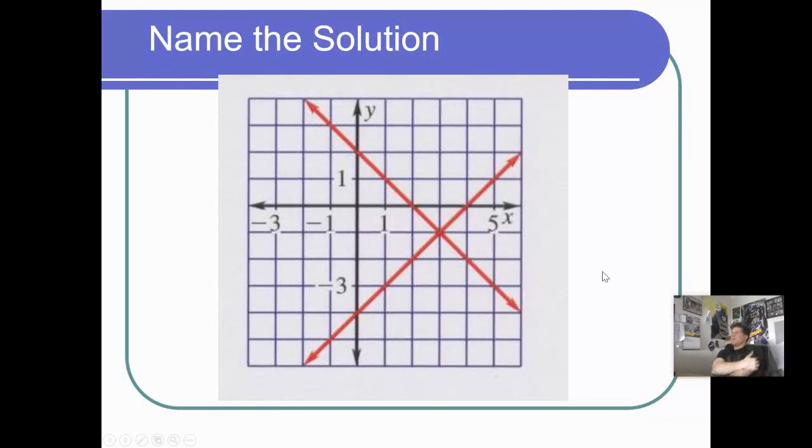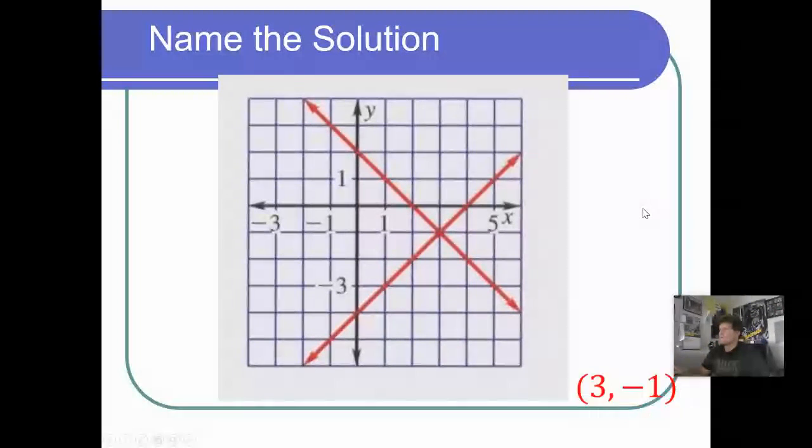Let's try it again. Same kind of thing. Not multiple choice this time, though. You actually have to tell me. Where do these intersect? What is this solution? 3, comma, negative 1.